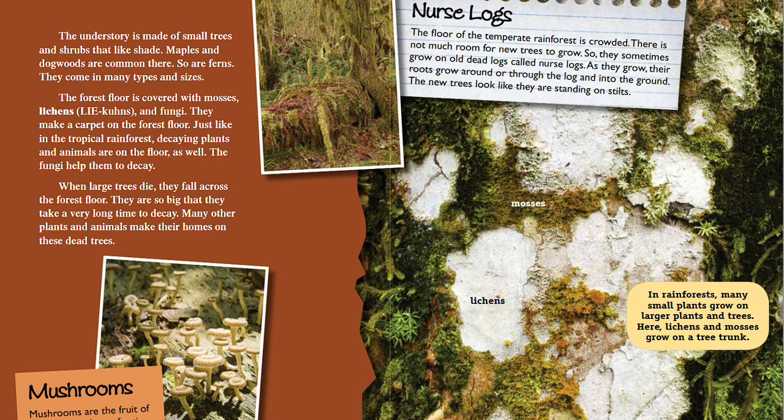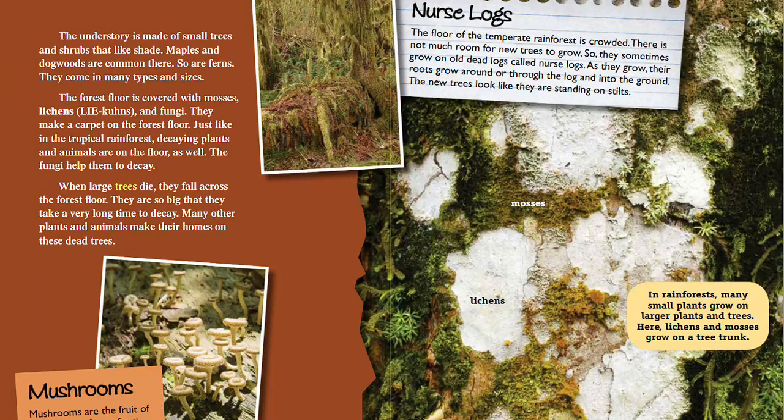The understory is made of small trees and shrubs that like shade. Maples and dogwoods are common there. So are ferns. They come in many types and sizes. The forest floor is covered with mosses, lichens, and fungi. They make a carpet on the forest floor. Just like in the tropical rainforest, decaying plants and animals are on the floor as well. The fungi help them to decay.